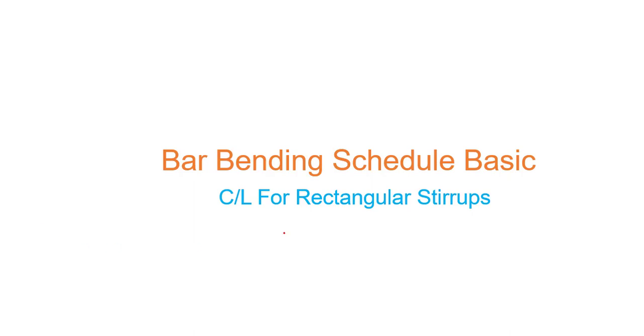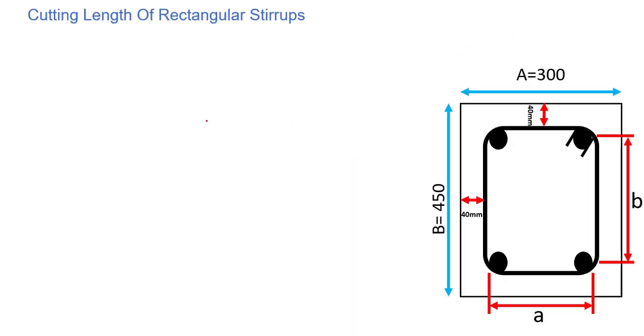Hello, in this tutorial we are going to find out the cut length of a rectangular stirrup. In the metric system we are done; now with the FPS system, in feet and inches. So let's get started. Here we basically have the cross section, and let's suppose we have a column, or it could be a beam as well.